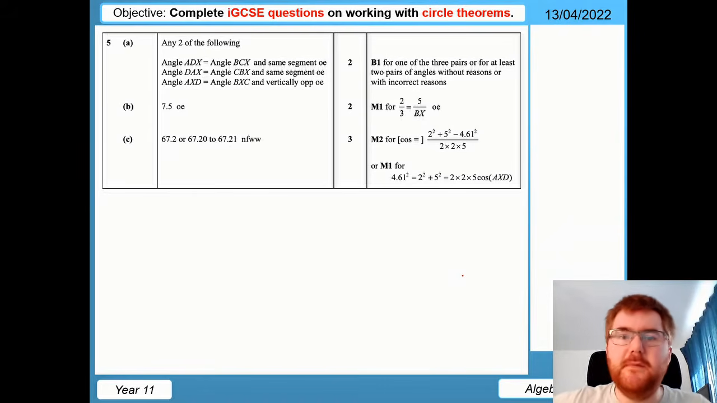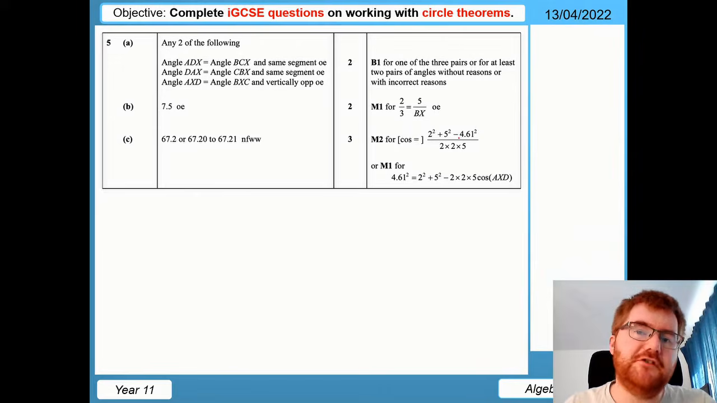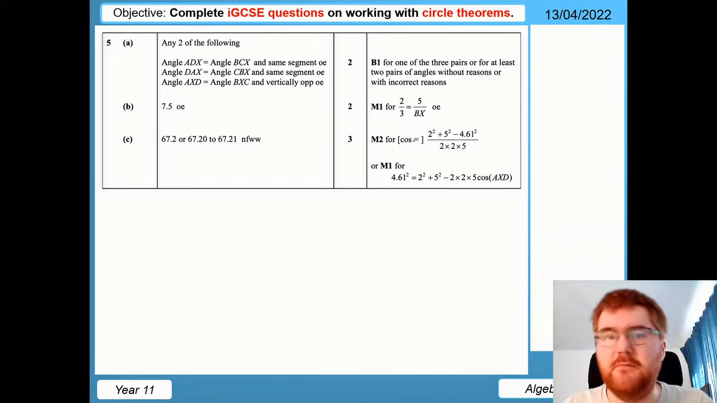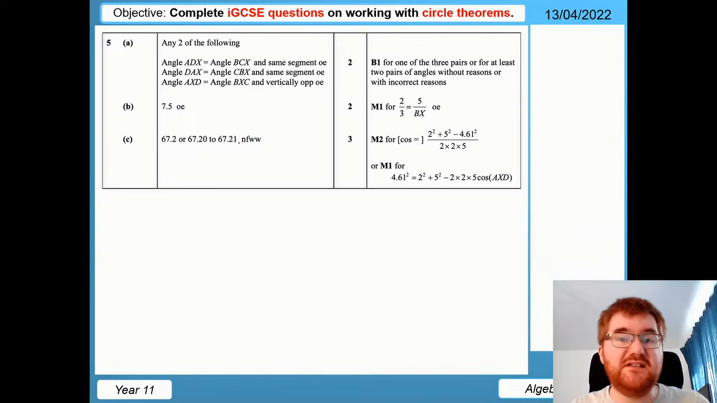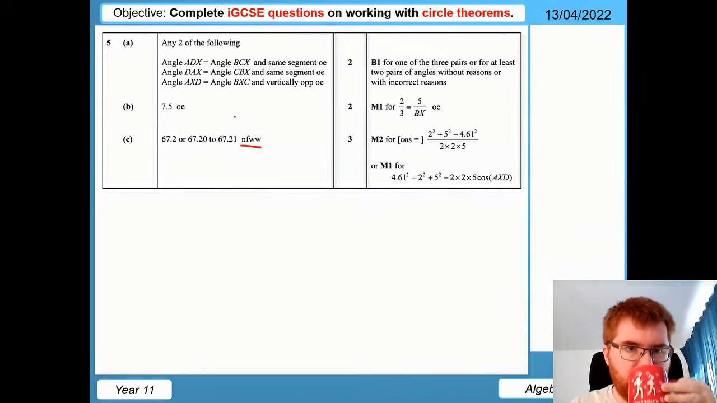Right, so you can have a look through the mark scheme and where you pick up the marks. Notice that here I've just gone inverse cos equals that. Again, that picks up the 2 method marks there, and then you get the final answer there too. Notice you only get the marks for 67.2 if you do provide the necessary working for it. So this is what this NFWW means on the mark scheme.